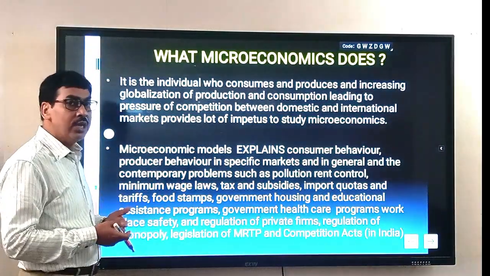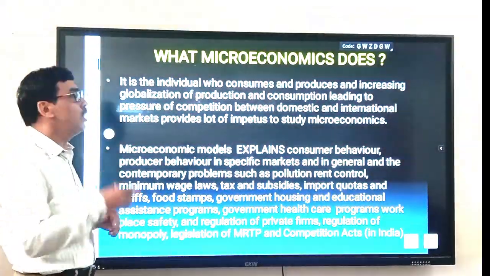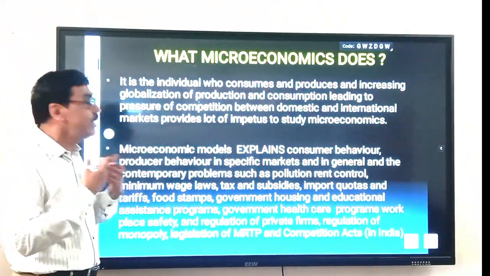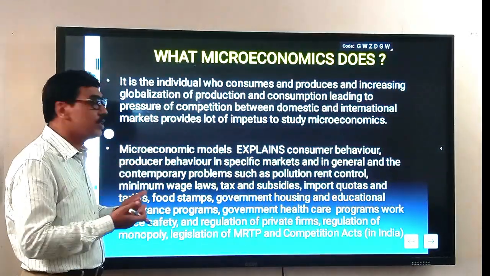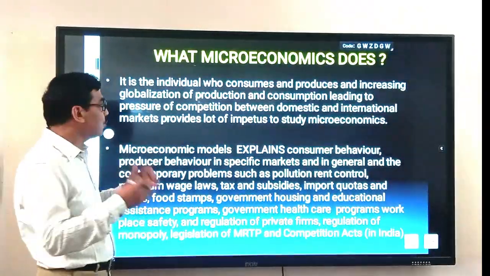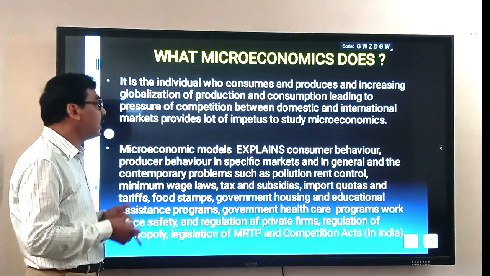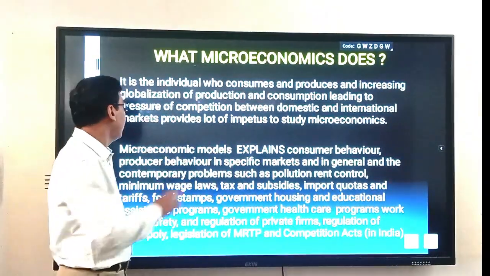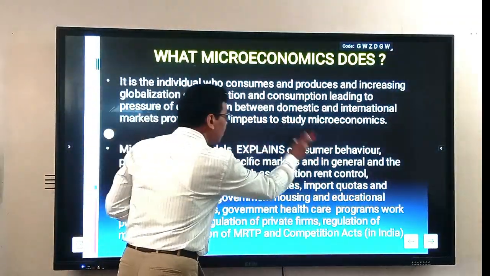Therefore, the center of analysis is the individual consumer or individual producer. That leads to more attention and more in-depth focus on microeconomics. So microeconomic models, that is, the theories which we generally discuss in microeconomics, explain consumer behavior. This is very important. Microeconomic theories explain consumer behavior.